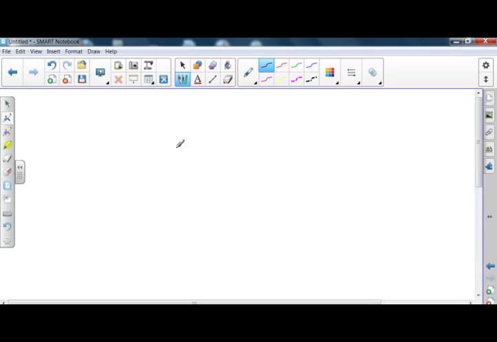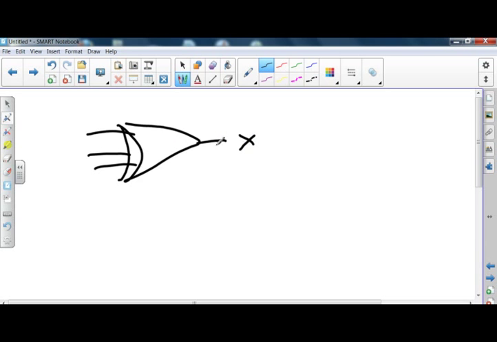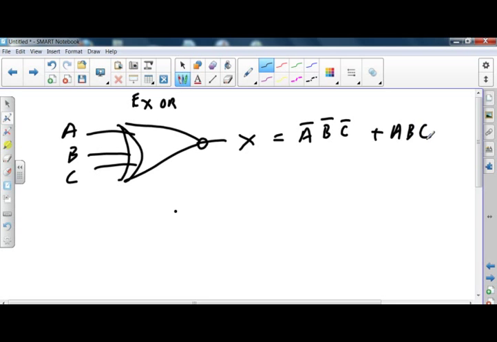Okay, one more time. A, B, C going in through 3 inputs to an exclusive OR. X is going to be A naught, B naught, C naught, or A, B, C. We're going to do this one because it's easier. There we go.